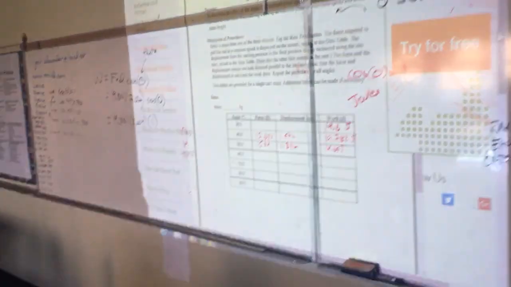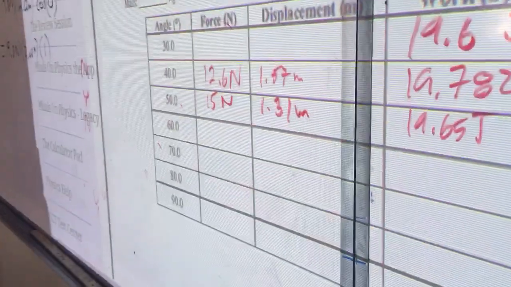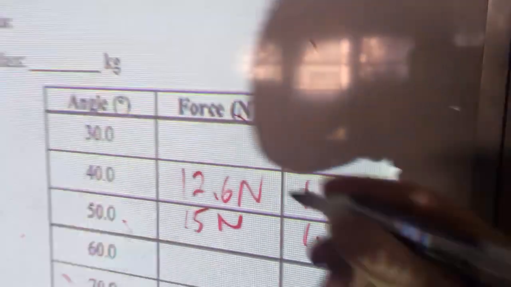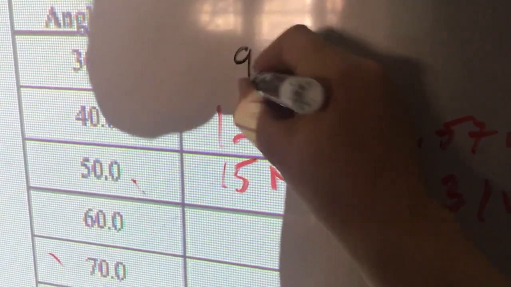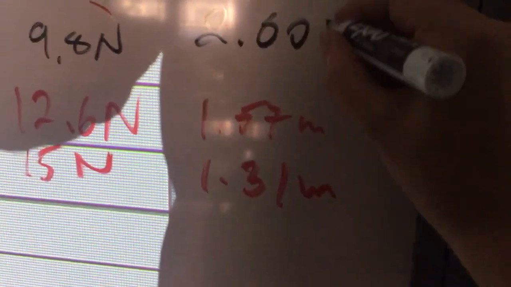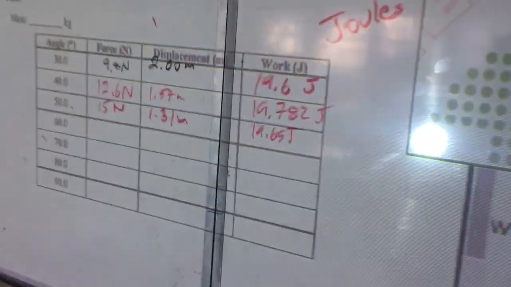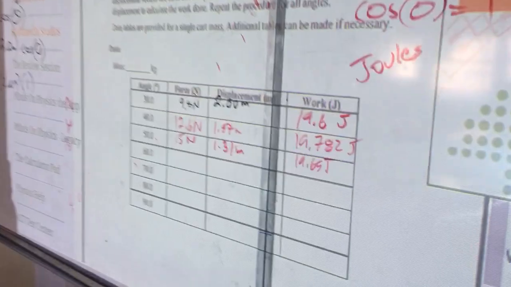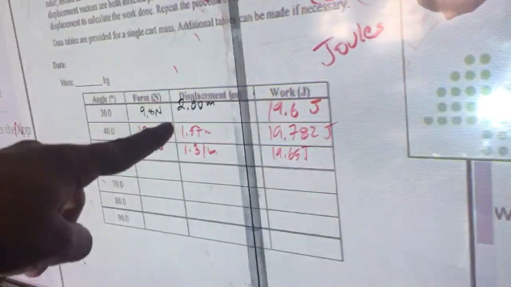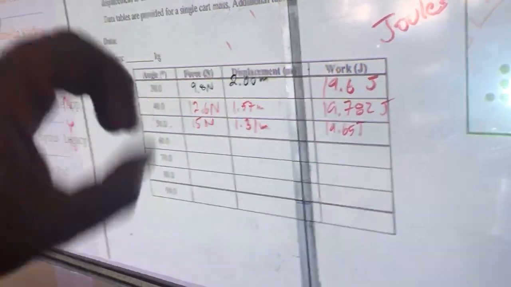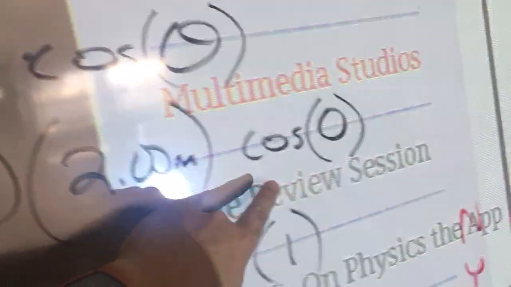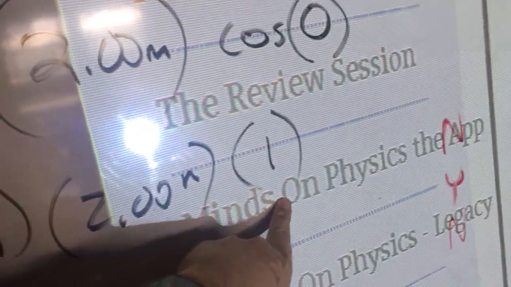From there, we looked at this interactive, and this is the handout for it. This is page 1. Here's the chart. One of the things that we found, we measured that the force for 30 degrees with a 2 kilogram mass was 9.8 newtons. The displacement was 2.00 meters, and again, you had to convert that from 200 centimeters to meters, and then multiply those two times the cosine of 0 degrees, because the force and the displacement are parallel to each other, so the angle between the two is 0. Cosine of 0 is 1. So we get force times displacement times the cosine of 0, or force times displacement times 1, and that's equal to 19.6 joules.